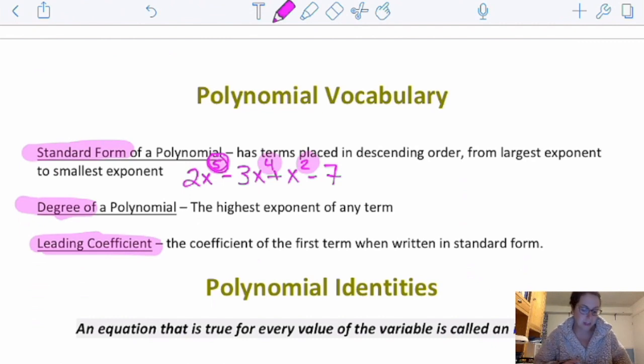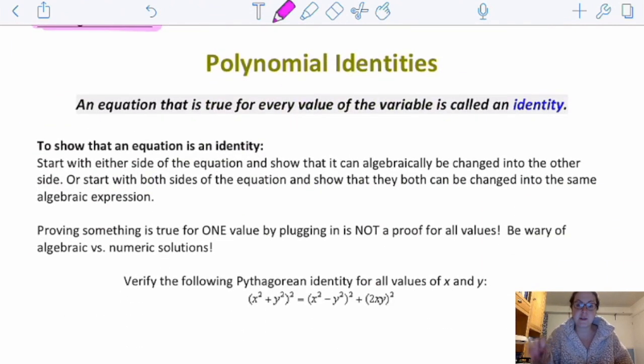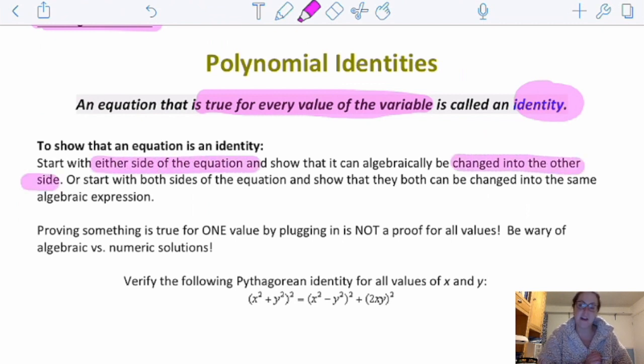The first thing we talked about in this unit was polynomial identities, and this was 3.1. This was looking at statements that are always true. An equation that is true for every value is called an identity. I always think about your identity as looking in a mirror, and so an equal sign should almost act as a mirror. The left side and the right side should be the same. If we want to show that something is an identity, we start with either side and show that it can be changed into the other side. Or you can work on both sides separately, but you cannot cross the equal sign.